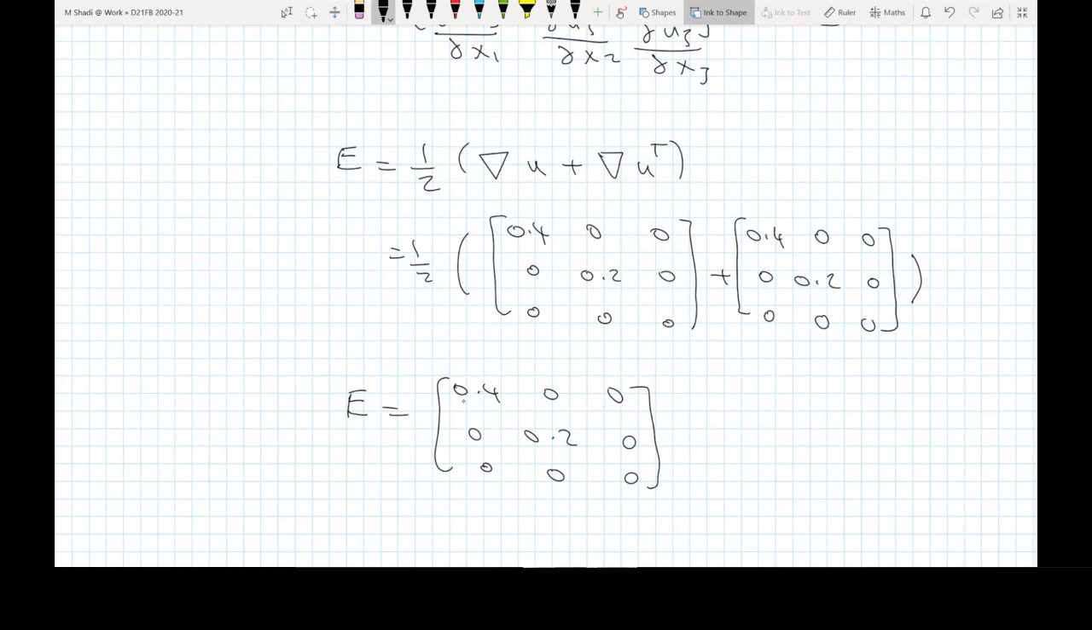So this is the change in the unit length and this is the change in the unit length. All right, this is because the vector is changing from 1 to 1.4, and this is in the direction of x2, where the vector length is changing from 1 to 1.2.